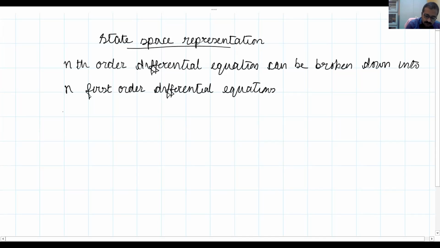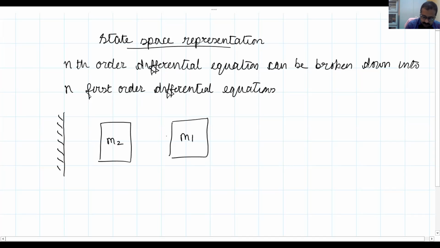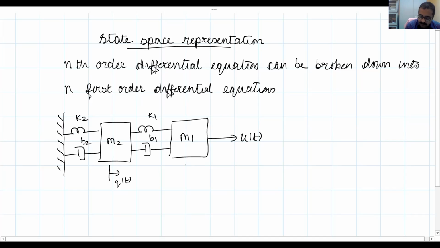So here I have two masses. This is M2, this is M1. There's a spring, there's a damper, another spring, another damper. To mass M1, a force is being applied, U of t. So this spring constant is K2, this is K1, this is B2, this is B1, and the displacement of M2 is Q of t, and the displacement of M1 is P of t. Suppose P of t is the output variable.